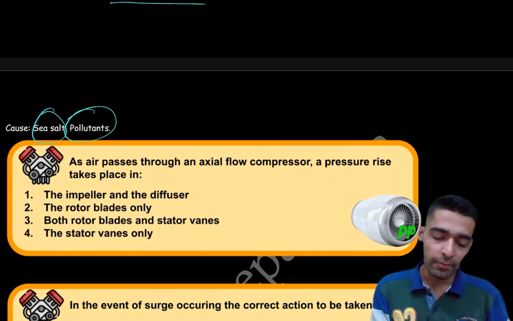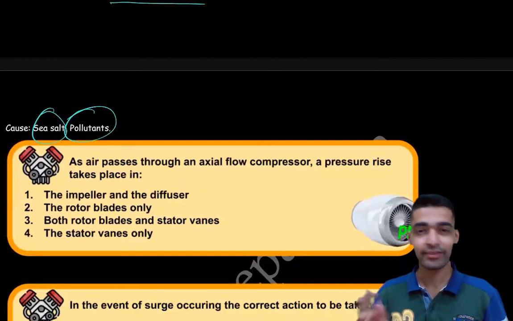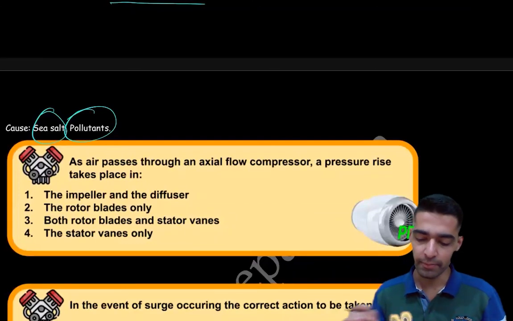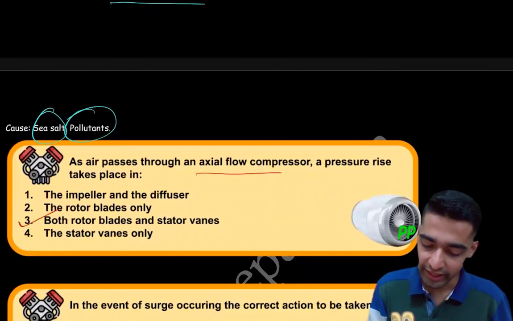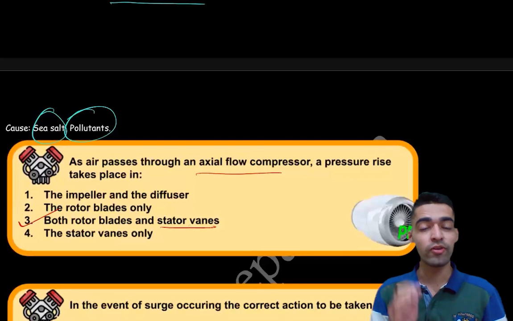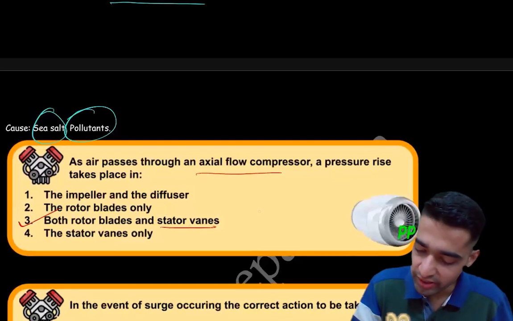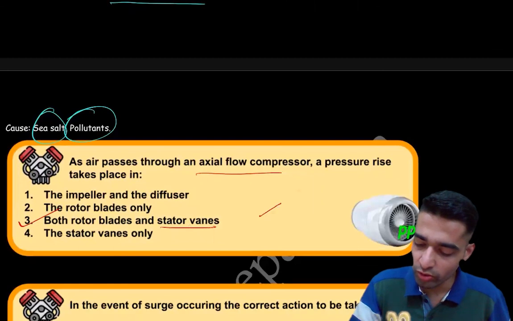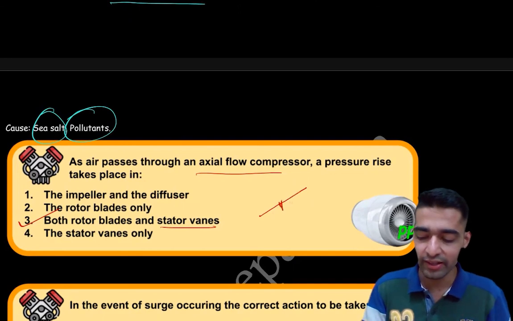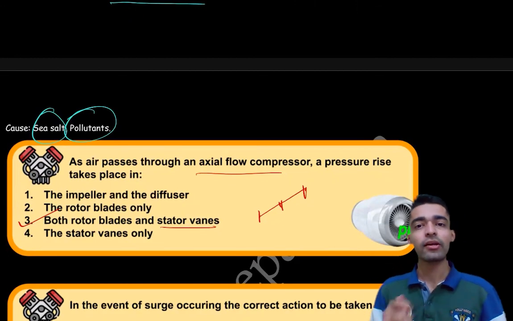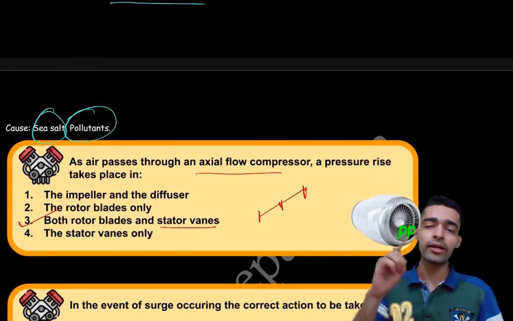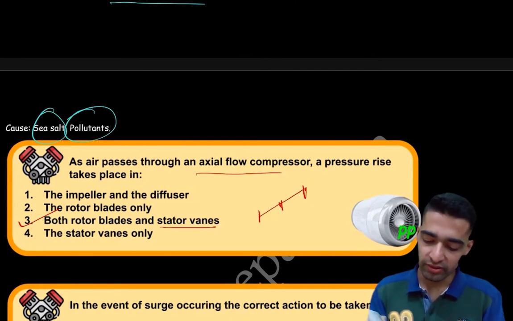So we know in an axial flow compressor, what happens? There is a rotor and stator. There is not an impeller and diffuser. There are rotor blades and stator vanes in an axial flow compressor. So we have both rotor and stator vanes, which increase the pressure. That means the pressure increases with the help of rotor blades, and also with the help of stator blades. We have seen that diagram, right? We have seen that graph, which shows that rotor blades and stator blades both help in making the air pressure rise.